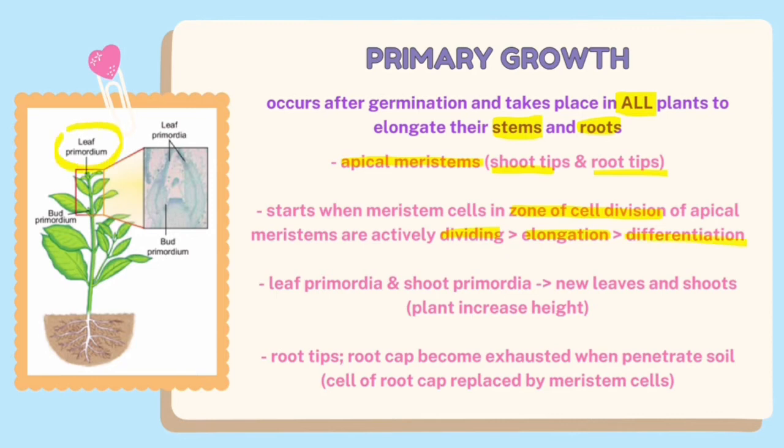The leaf primordia and shoot primordia will grow and form new leaves and shoots. This will increase the plant's height. The root tips, on the other hand, have root caps that become exhausted when they penetrate the soil. This causes the cell of the root cap to be replaced by meristem cells.